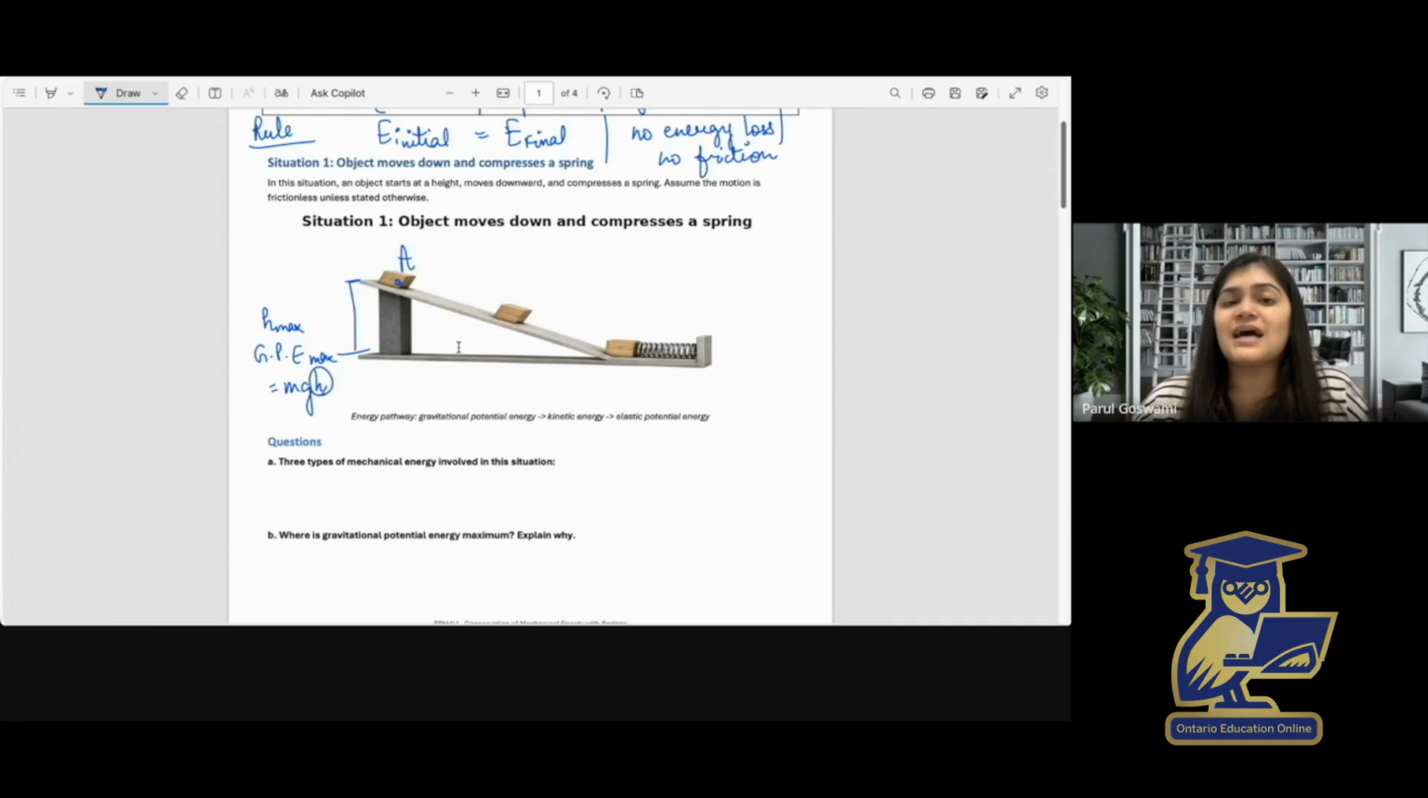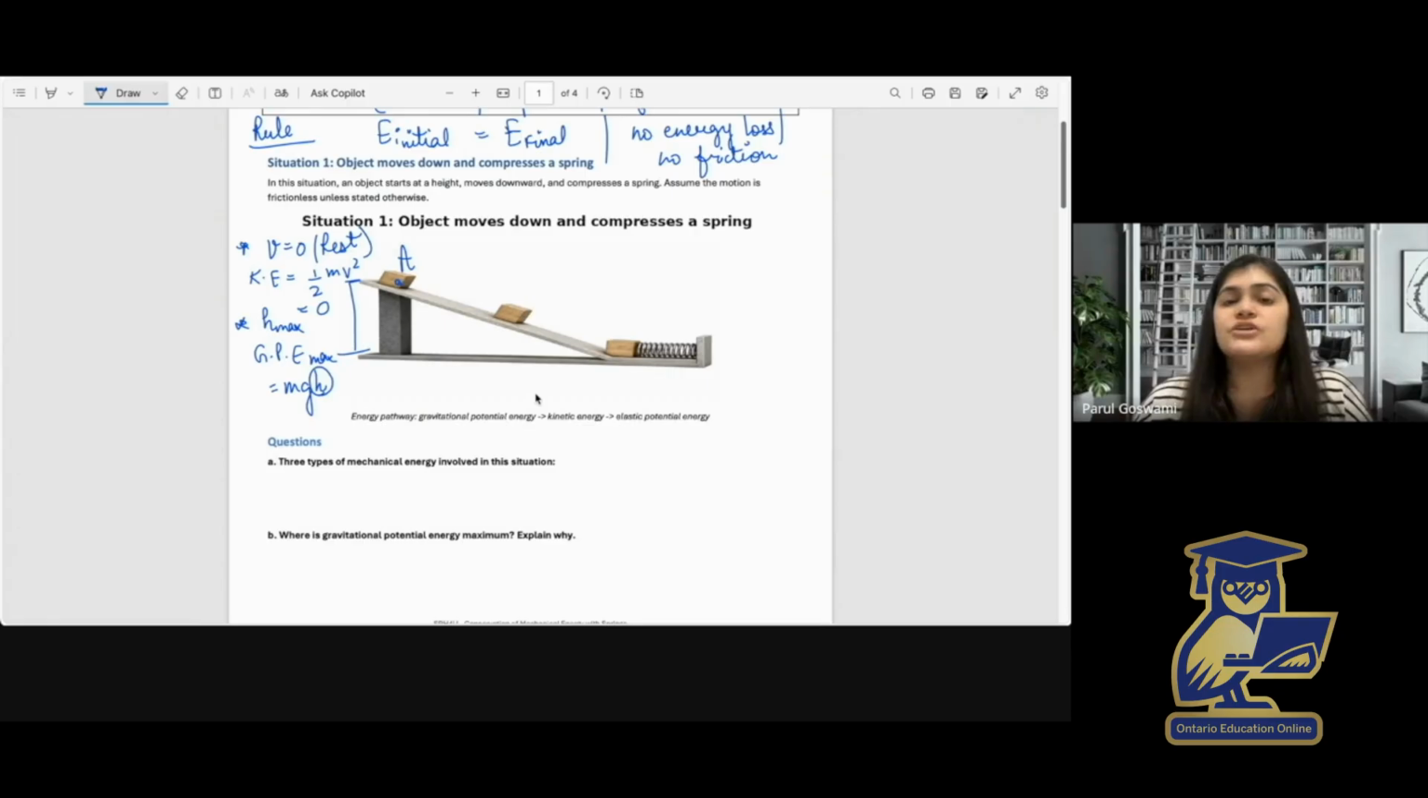Now, if the object starts from rest, then its speed is zero at the beginning, so its kinetic energy is zero. So at the beginning, first, h is maximum, and second, speed is zero since the object is starting at rest. Since speed is zero, kinetic energy will be zero because kinetic energy is half mv square, and since v is 0, the product will be 0. So there's no kinetic energy. These are the two implications that we have to understand.